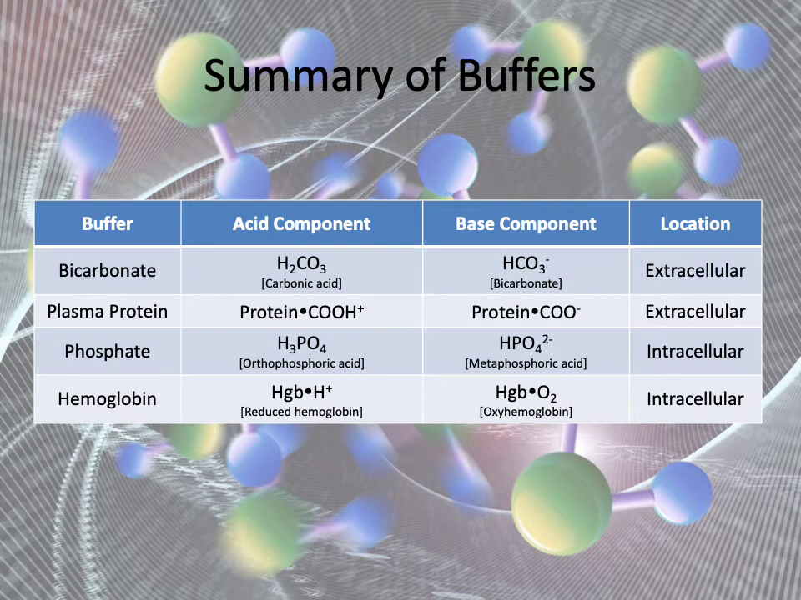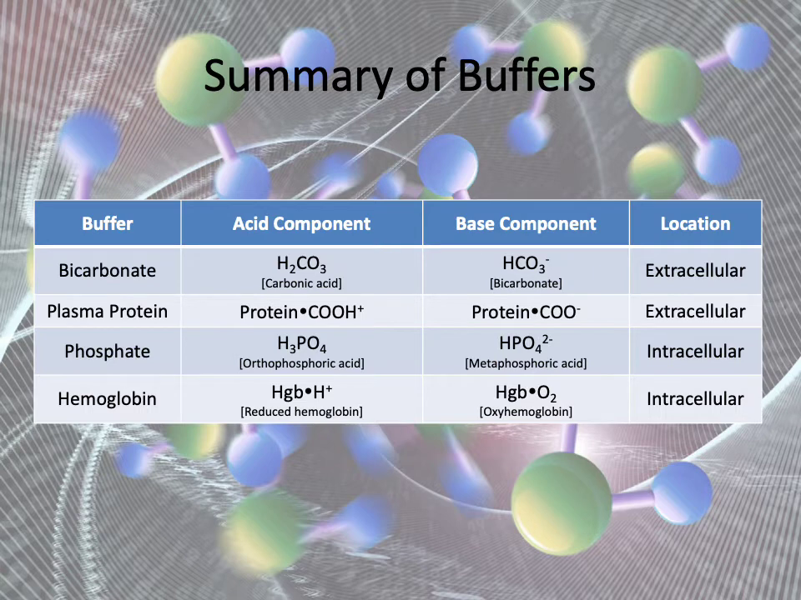All right. So this table here is just a summary of the buffers that we just discussed. You have the bicarbonate buffer system, the plasma protein, phosphate, and hemoglobin. The acid component of the bicarbonate buffer system is carbonic acid. The base component is bicarbonate, and it functions primarily in the extracellular fluids.